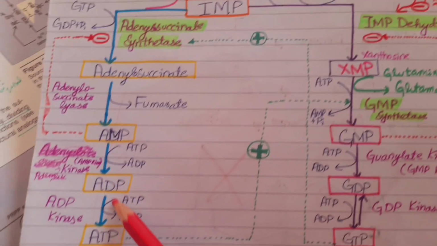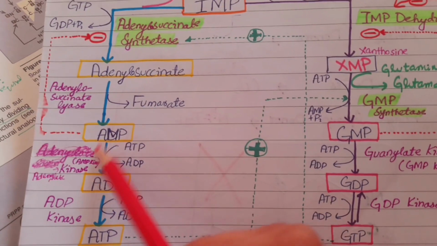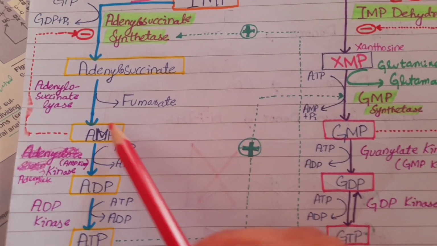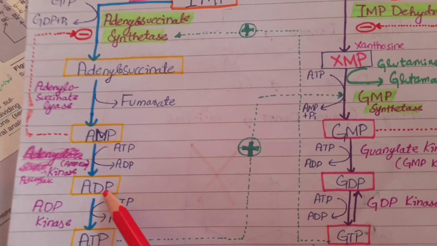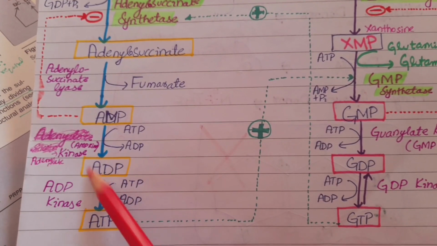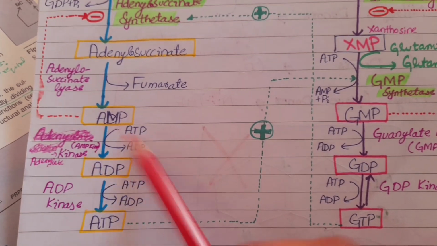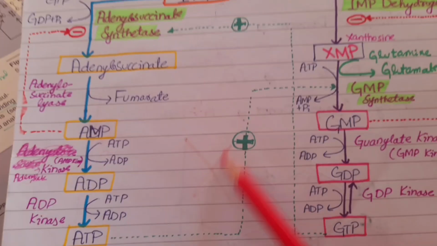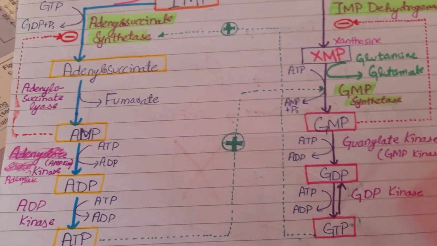Now we will see how ATP is formed. In the presence of the enzyme adenylate kinase and ATP, AMP is converted to ADP, and then in the presence of the enzyme ADP kinase, this ADP is converted to ATP. So this is a simple step. Now we can see that this ATP is then required in the synthesis of GTP.